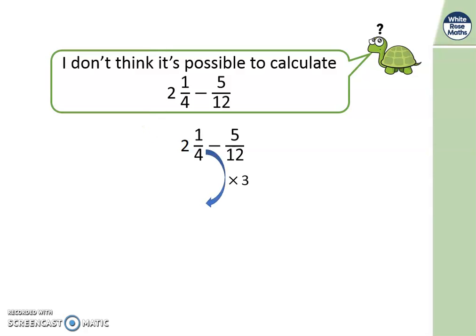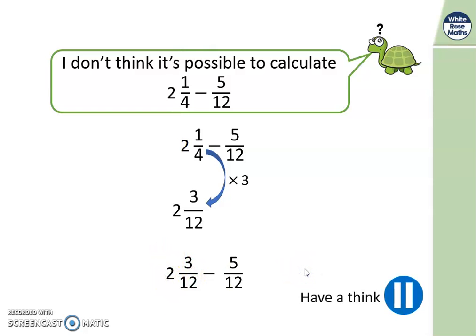So first step, we need to multiply by 3 to make these into 12ths. So it becomes 2 whole 1s, multiply both top and bottom by 3, 3/12, and then we need to subtract the 5/12. So I think I can see why Tiny thinks that, because if you have 3/12, it doesn't seem like you can take 5 away. But don't forget we had 2 whole 1s as well. Pause the video and have a think. How do you think you might be able to break back into the 2 whole 1s to take some more away? Let's have a look together.